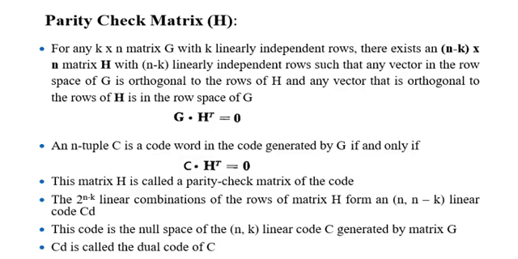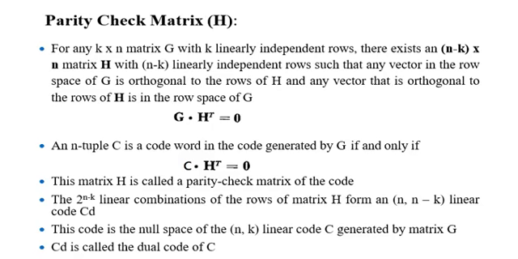So we know that we have a generator matrix G having size k by n with k linearly independent rows. So there exists an n minus k by n matrix H with n minus k linearly independent rows such that any vector in the row space of G is orthogonal to the rows of H, and any vector that is orthogonal to the rows of H is in the row space of G. That means this property is saying that G into H transpose should be equal to 0. So that is the relation between the generator matrix and the parity check matrix.